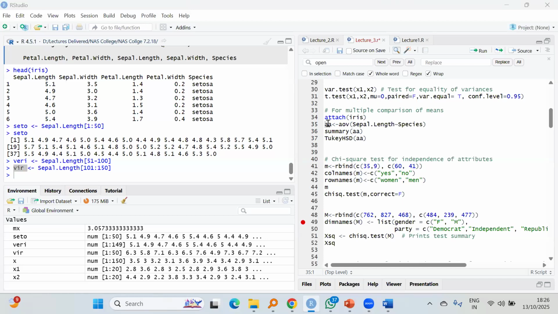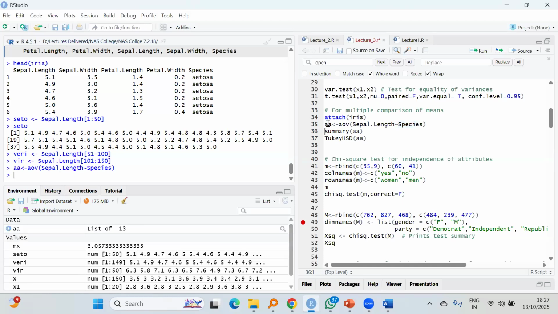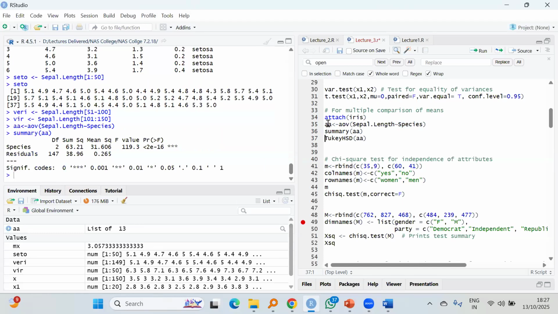So we will check this by applying the analysis of variance, AOV, analysis of variance, and we will use the variable and whatever that particular categorical variable follows. So sepal length follows species. To get the ANOVA table we use summary.